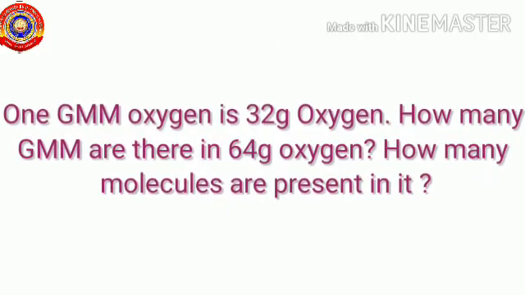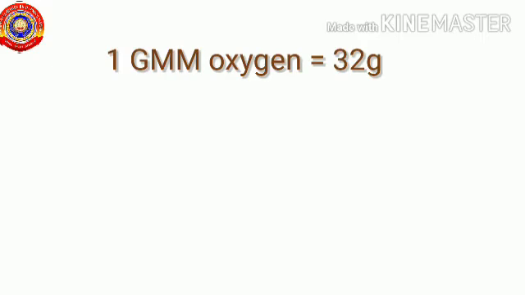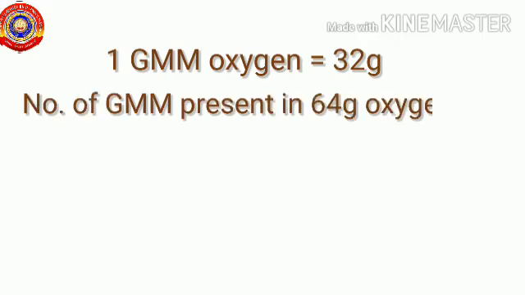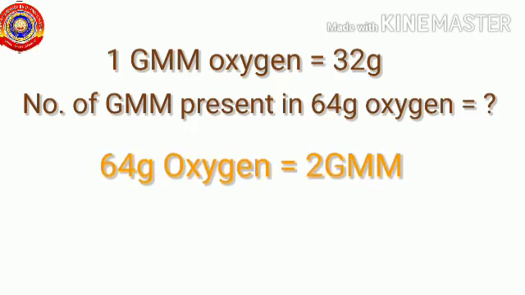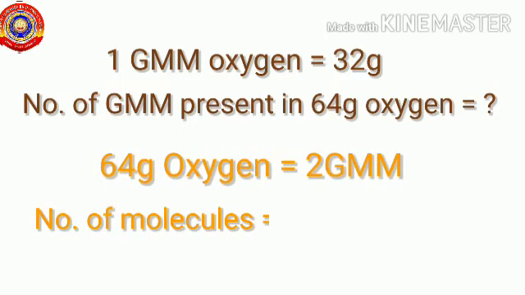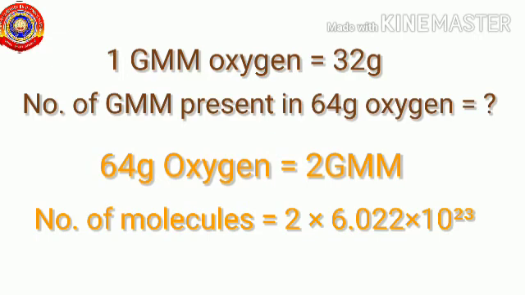Let's see a problem related to this. 1 GMM oxygen is 32 gram oxygen. How many GMM are there in 64 gram oxygen? How many molecules are present in it? From this question, it is clear that 1 GMM oxygen is 32 gram. So can you tell me how many GMM will be present in 64 gram oxygen? Yes, 2 GMM. So what about the number of molecules? 2 into Avogadro number of molecules.